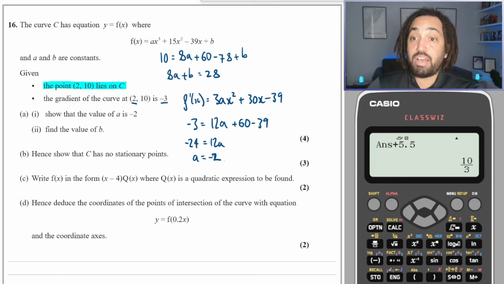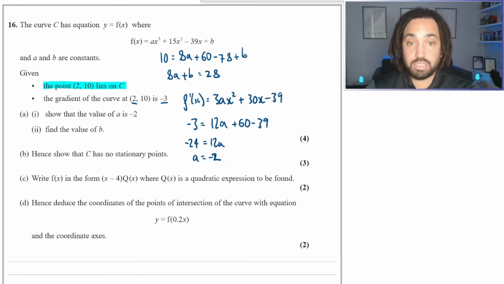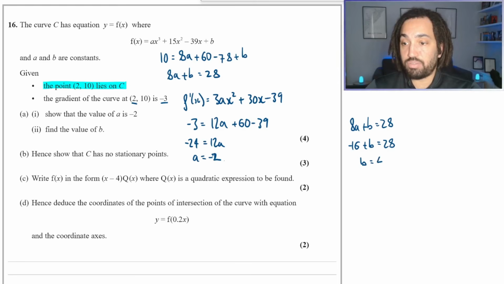Okay, and now we can use this. Let's just get a bit more space, and we can use this to find what b is. If a is minus 2, then that's minus 16 plus b equals 28. So b is equal to 44.